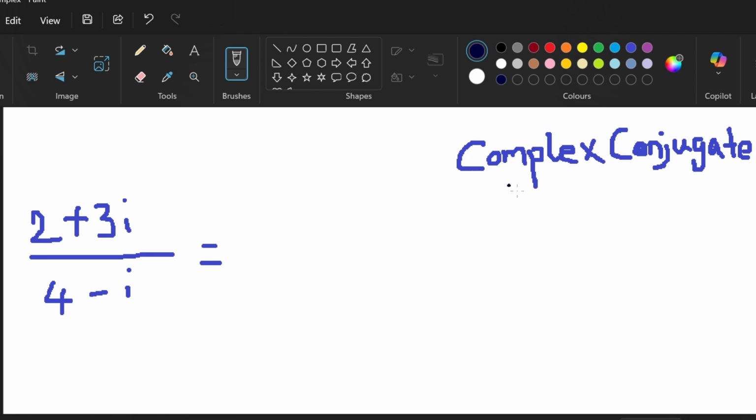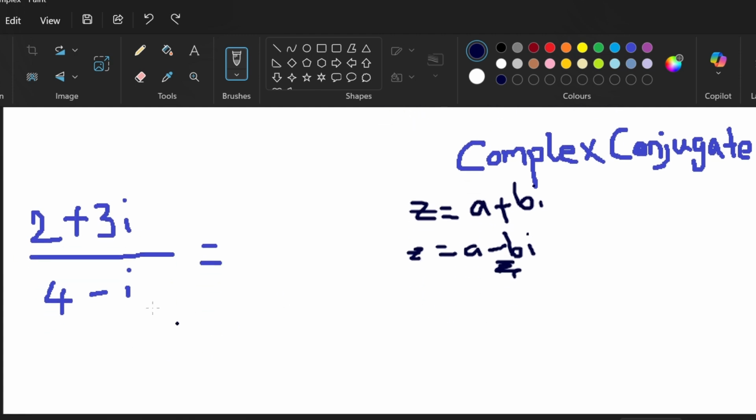In the second case, I'll be dividing a complex number by another complex number, and to do this, I use something called the complex conjugate of the number on bottom. The complex conjugate of a complex number in the form a plus bi is just a minus bi. That's it, I just changed the sign in front of the imaginary part.